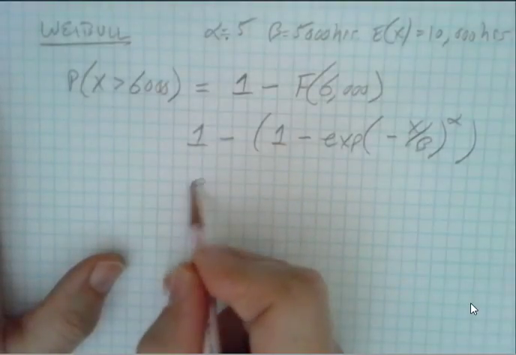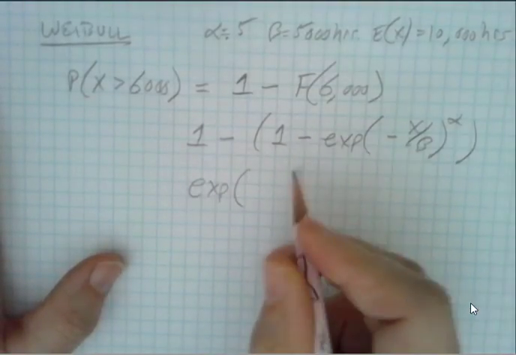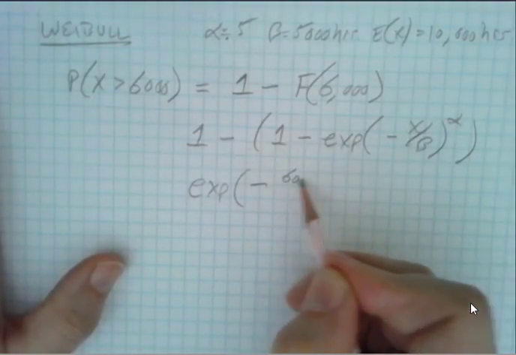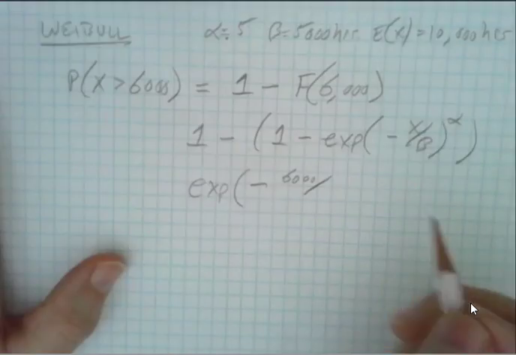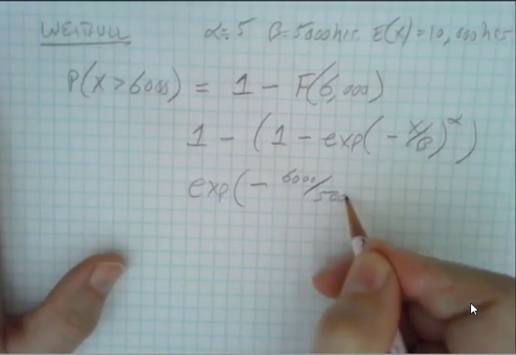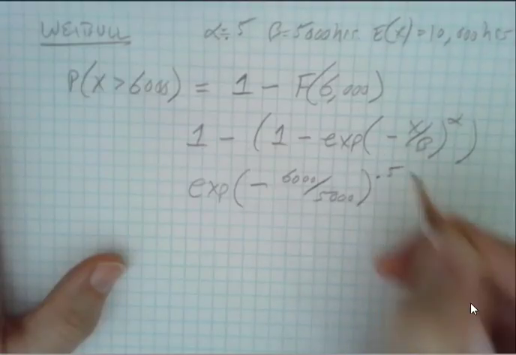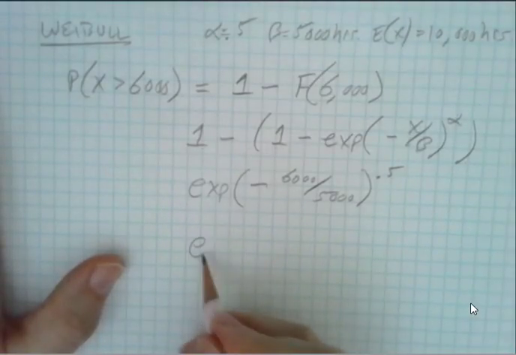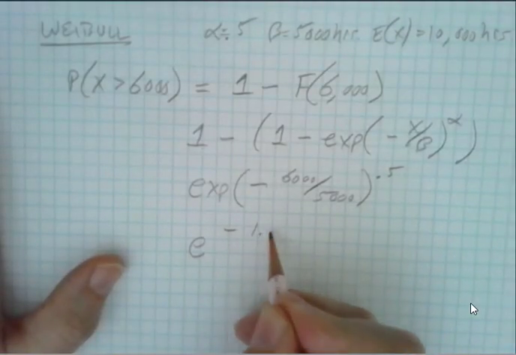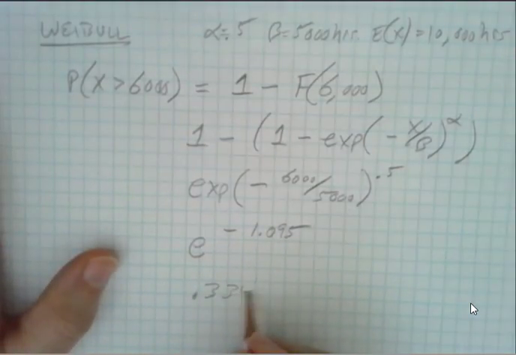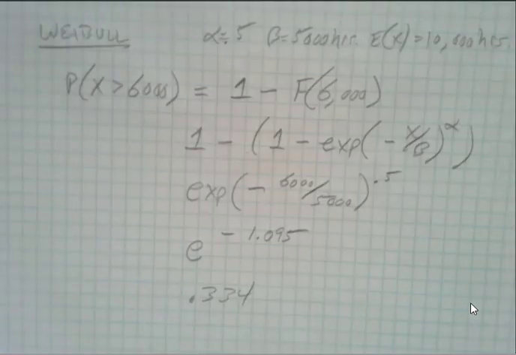We end up with the exponential of minus, and our x in this case is 6,000, divided by our beta, which is 5,000. And we want to raise that to the alpha power, which is 0.5. So again, that turns into e to the negative 1.095, which is 33.4. So the probability that our product will last at least 6,000 hours is only 33.4% basically.